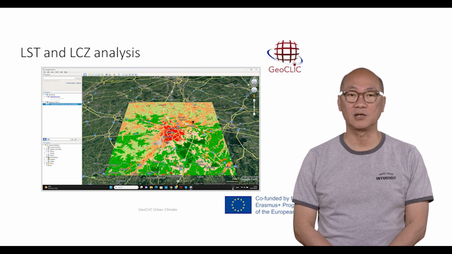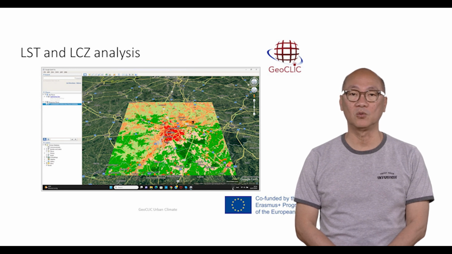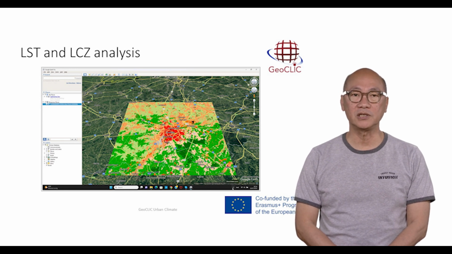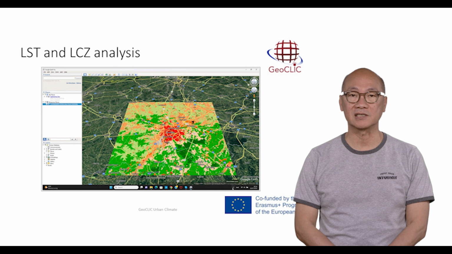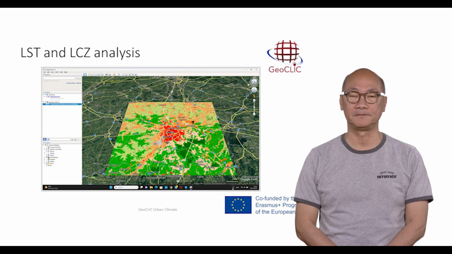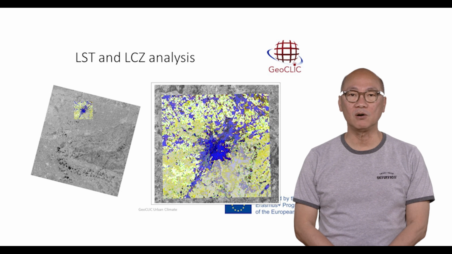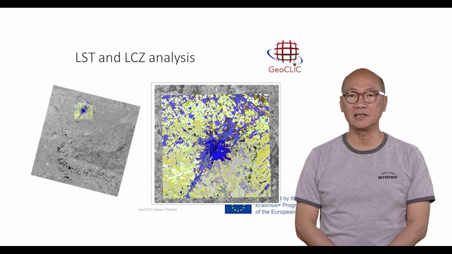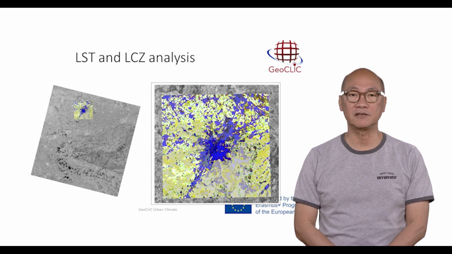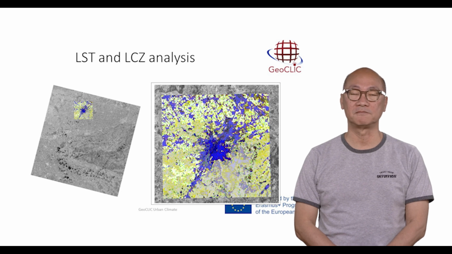We can merge this local climate zone map with the land surface temperature map from Practical 1. To do this, we will use the zone statistics in QGIS. To the left, we see the overlapping image of the land surface temperature generated from Practical 1 and the local climate zone classification map. To the right is the zoom-in of the overlapping images.